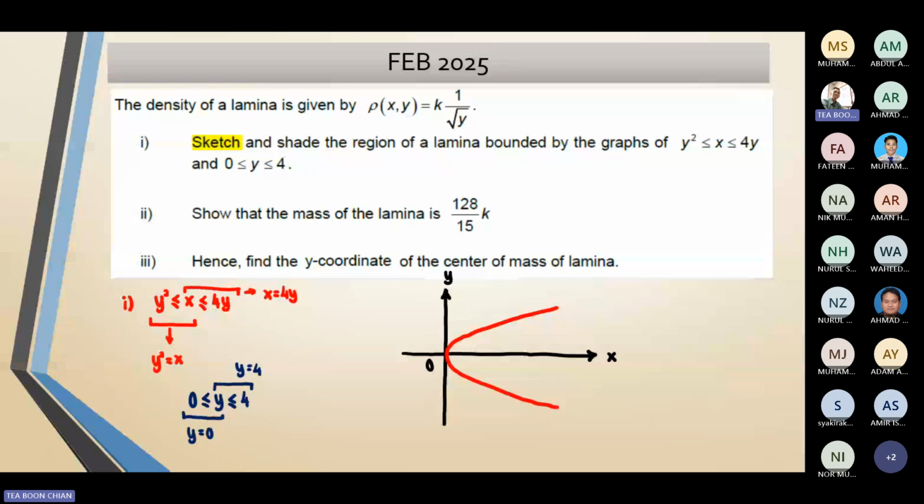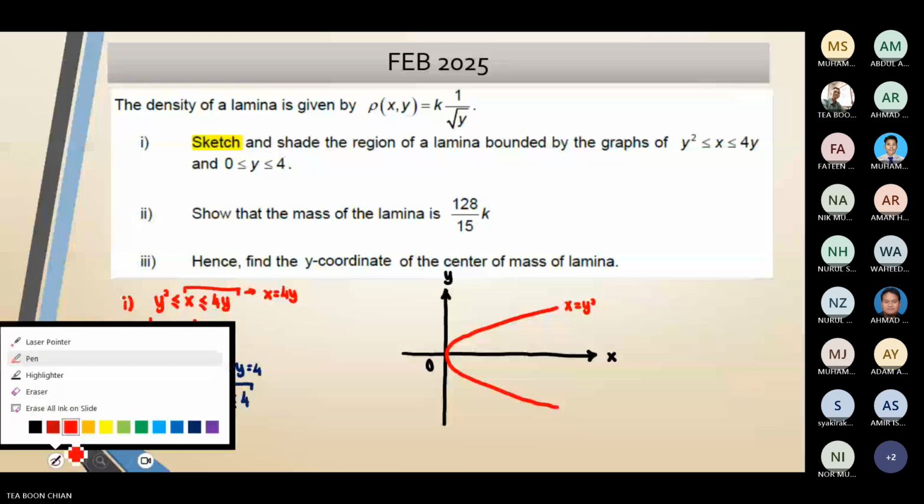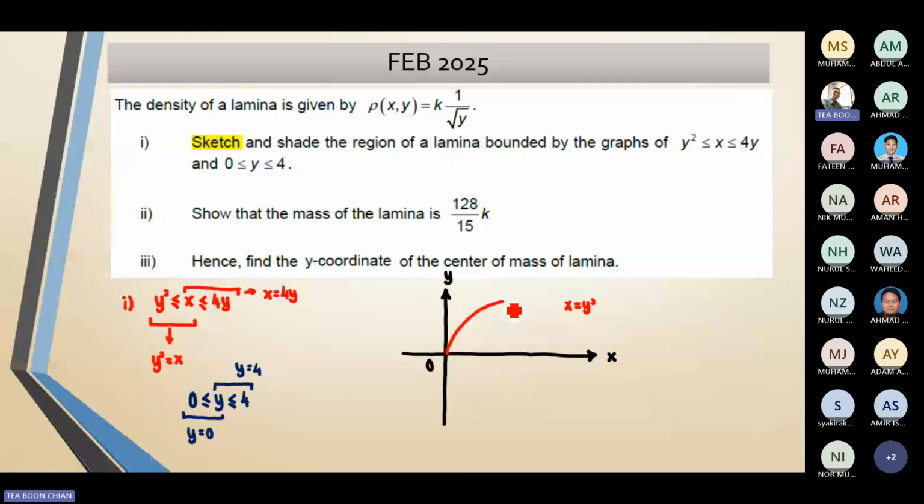Next, let me jot down. This is x equals y squared. Next, x equals 4y is actually a straight line graph. All right, maybe this graph is not so well plotted. Let me sketch in another, fancier and better way so that you can see the curve here. x equals 4y is actually a straight line graph that passes through the origin. So somewhere it looks like this.